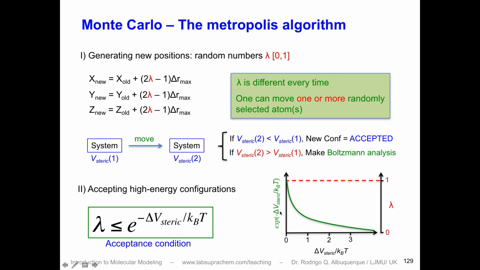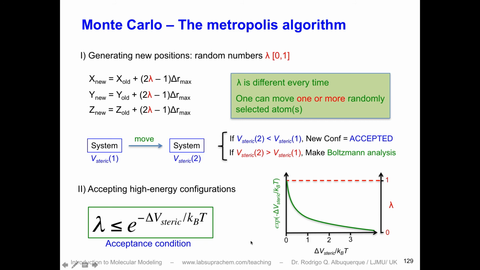Now this exponential of minus this energy difference divided by kT, where kB is the Boltzmann constant and T is the temperature, shows this variation. So if we have a very large change in energy, shown here in this axis, we have a very small value for this quantity here. And here on the right axis is the random number generated, lambda, which is generated in the range from 0 to 1.